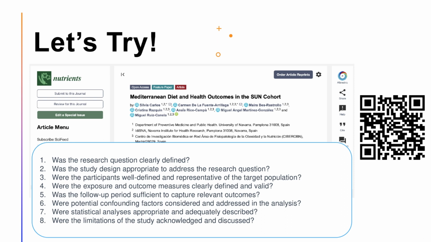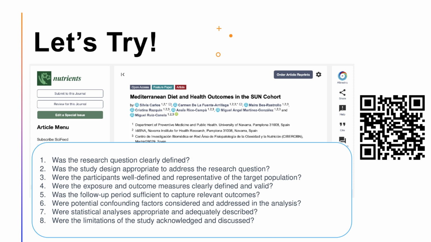Moving on, was the follow-up period sufficient to capture relevant outcomes? So this study had a really long-term follow-up period, allowing for the assessment of various health outcomes over time. So the duration of follow-up should always be appropriate to capture the occurrence of the outcome of interest.